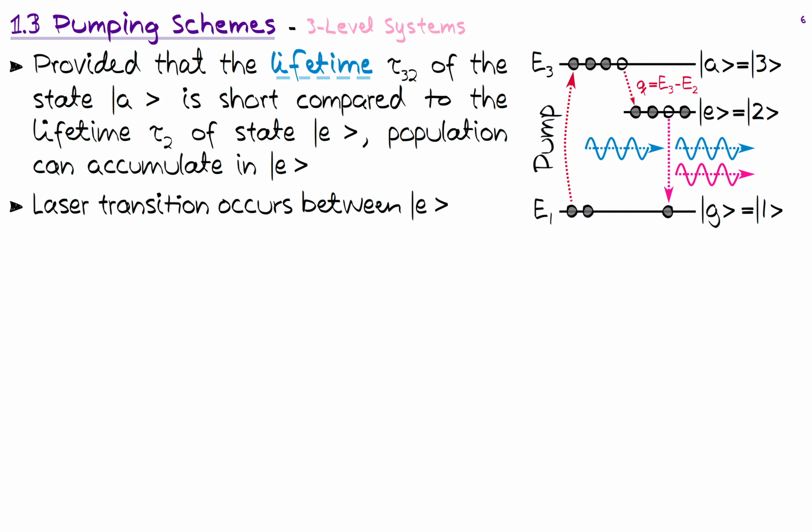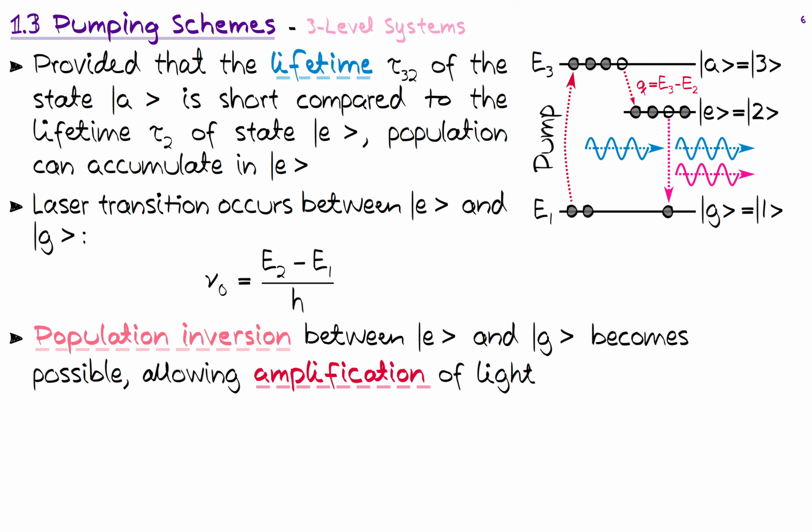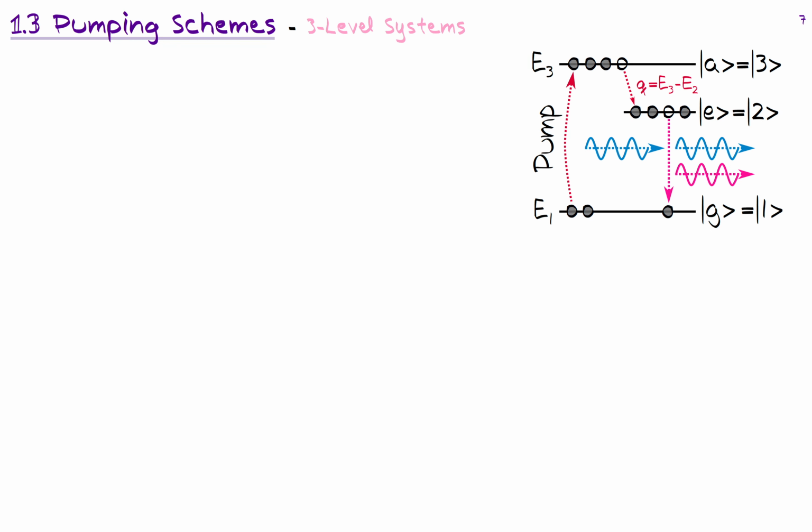So laser transition occurs between the excited state E and G, the ground state, and that occurs when the frequency fulfills the condition that E2 minus E1 divided by Planck constant is the frequency. And now population inversion between the states E and G becomes possible, and this allows the amplification of light at that frequency nu naught. So this is what can happen in a 3-level system.